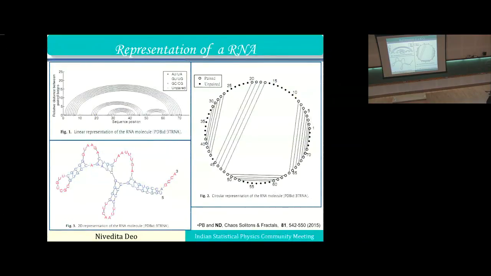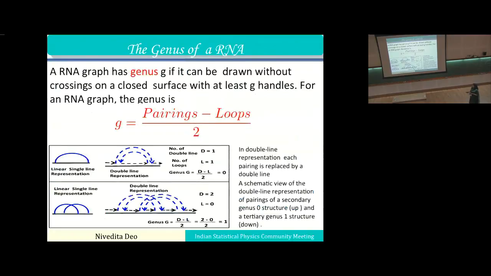These are several different representations of RNA. This is the linear representation, this is the circular representation, and this is the 2D representation of an RNA molecule. Now, one can calculate the genus of an RNA graph, and the genus g is defined to be the number of closed surfaces, the closed surface that can be drawn, that the RNA can be put in, in which the lines do not cross.